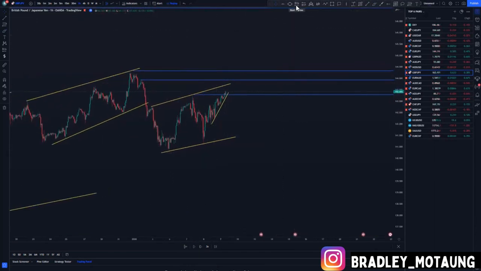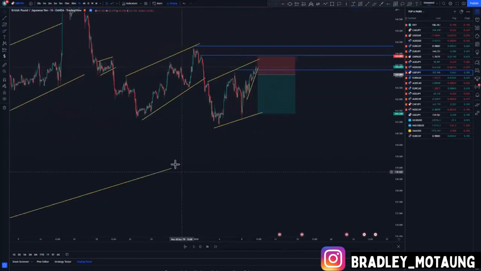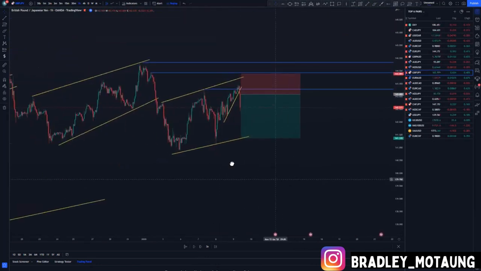Then entry on the break of structure, stop loss just above. First take profit on the third touch for about 2.3. And then the overall target, remember, is at the bottom, né? So we are tagged into the trade, as you can see here.